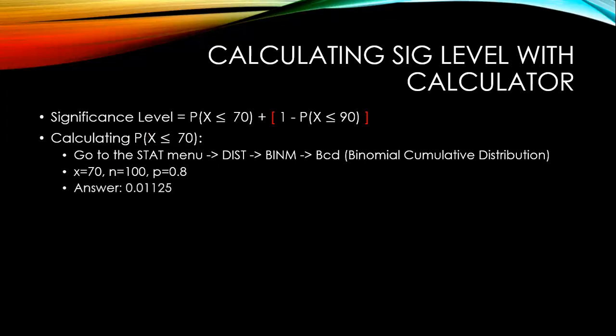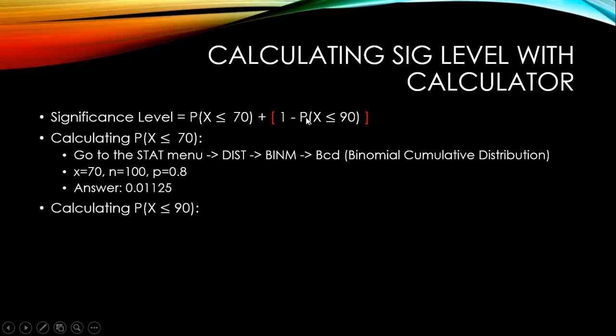Now, when you do that, you'll get an answer of 0.01125. So the probability that you reject H0 in the lower tail of your distribution, for the lower tail critical region, is about 1%. 0.01125, so 1.125%.